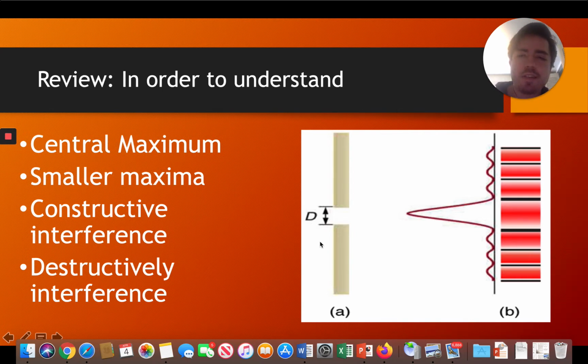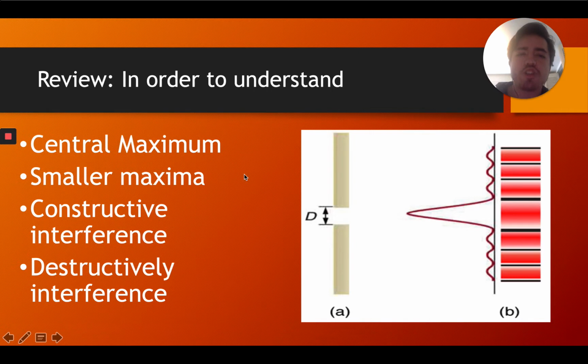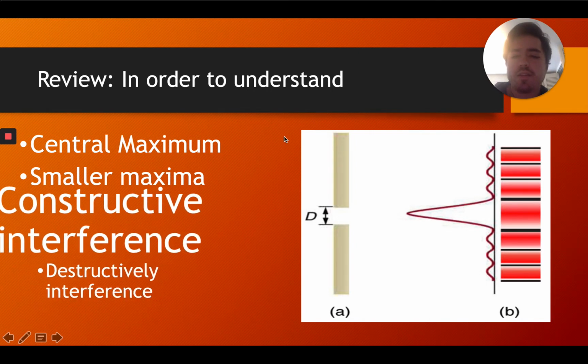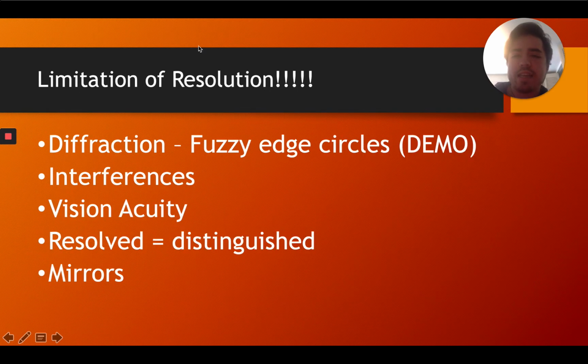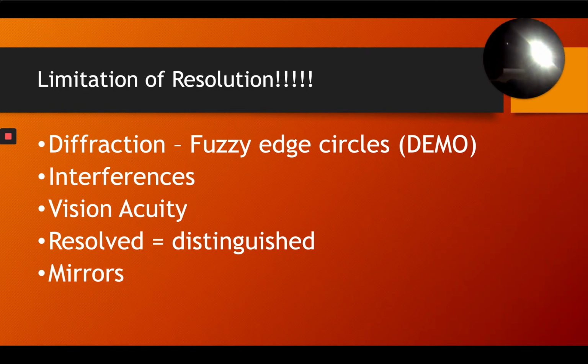Specifically, what we're going to talk about now is a circular aperture. A circular aperture has fuzzy edges on the side because of those smaller maxima being created. I'm going to show you a demo of how it looks. So you see this light over here. You see that it is fuzzy around the sides. The camera has its limitations too, but the center is pretty clear.